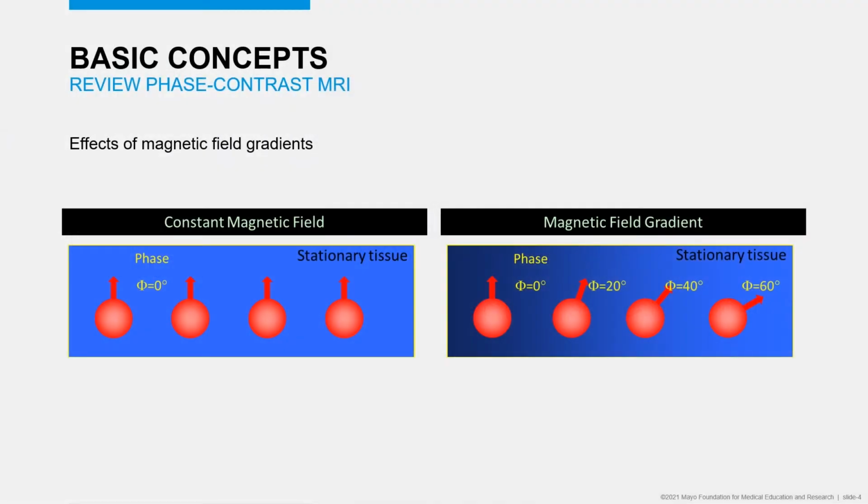I'll start by reviewing some basic physics concepts. Phase contrast MR is based on the use of bipolar gradients that create phase shifts in moving protons. This diagram demonstrates that protons in stationary tissue subjected to a constant magnetic field experience no phase shift. However, when a magnetic field gradient is applied, those spins experience phase shift, and the degree of their phase shift is relative to their location in that magnetic field gradient.